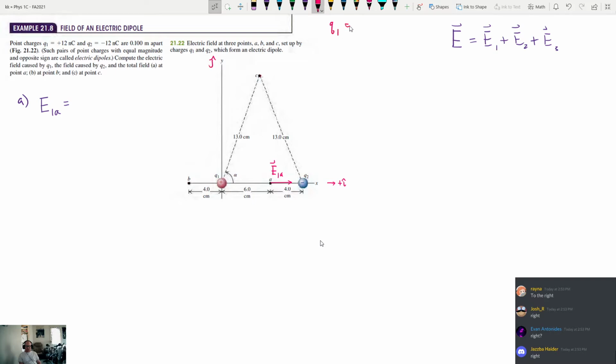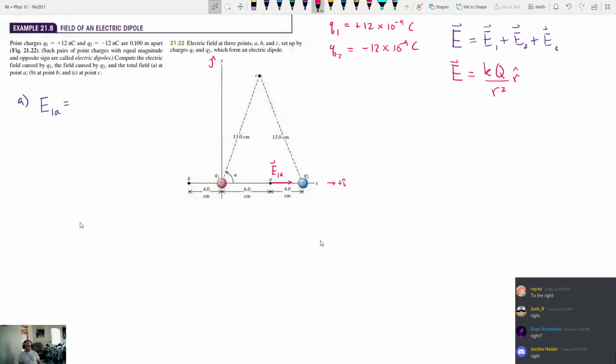So I would say, if we want to calculate what that is, well, we have some information, we might as well write it down. Q1 is positive 12 times 10 to the negative 9 coulomb. Q2 is negative 12 times 10 to the negative 9 coulomb. And the other piece of information that we're going to need is the definition of the electric field of a point charge. So when you have a point charge, this is your electric field, and in order to turn it into a vector, you multiply by r hat.